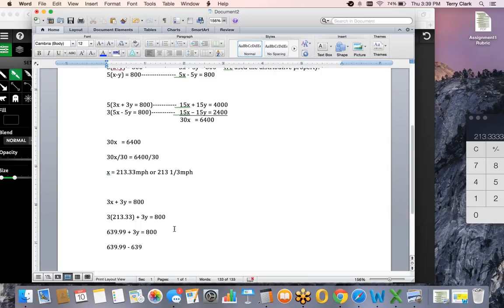And we're just trying to figure out what the current is. Even though we don't really have to know what the current is, we're just trying to figure it out. The reason we don't have to know is because the question didn't ask for it. So now when we subtract this 639.99 from each side, that's going to leave us with just 3y. And then we're going to have 160.01.